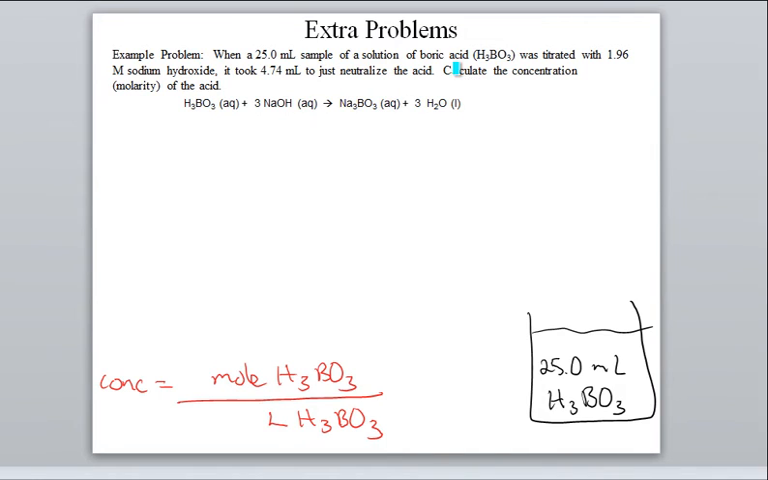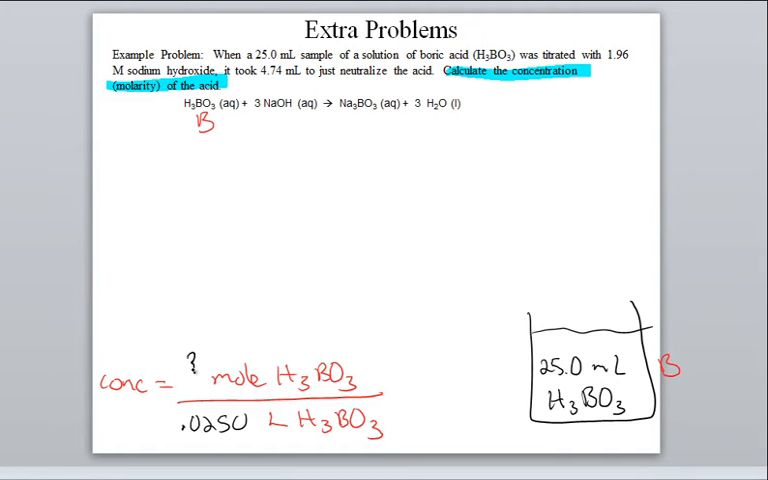In this problem, we're trying to ultimately determine the concentration of boric acid. So this is our B. B's down here. Exactly 25 milliliters of boric acid was put into a beaker or some container, so we know the volume amount, 0.025 liters, since we're going to calculate molarity.